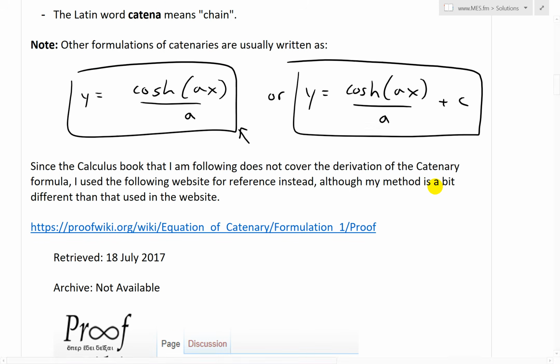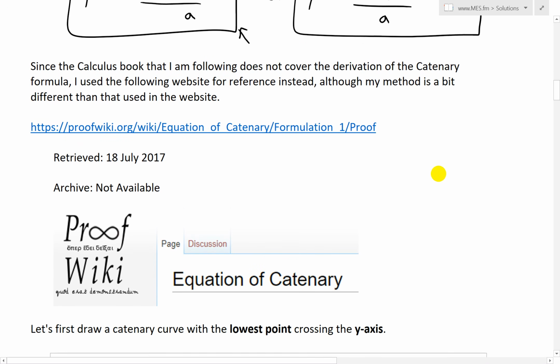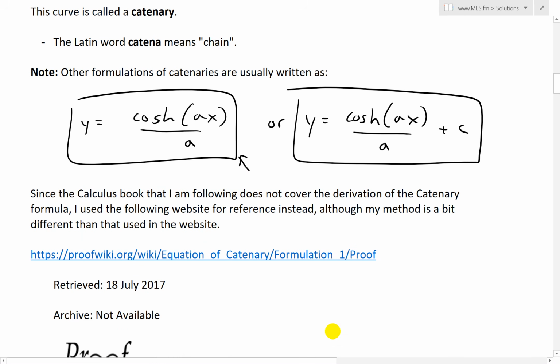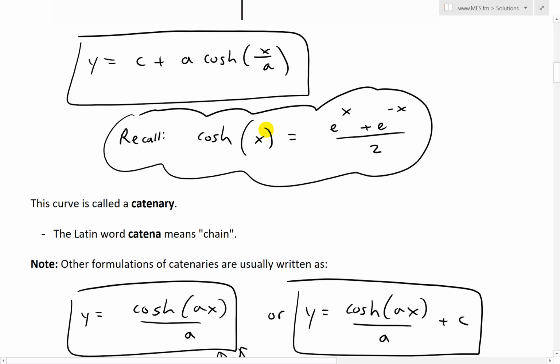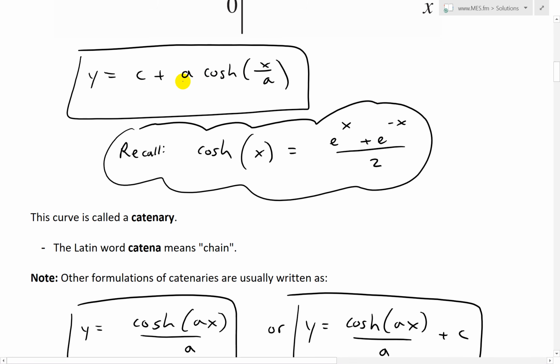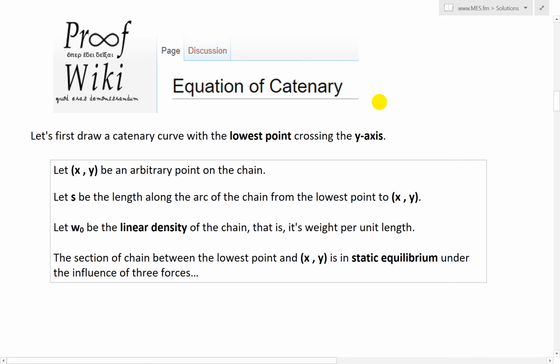Alright, so now let's start looking at the proof for this. Since the calculus book that I'm following does not cover the derivation of the catenary formula, I used the following website for reference, although my method is a bit different from the website's, because I go into more detail and do things a bit differently. The website is proofwiki.org, equation of a catenary, and they focus on a slightly different formula, but I will use that proof and then obtain this formula. All this is really just switching how this a is defined; you could just let a equal 1 over a, and it becomes something like that. So anyway, let's jump right in.